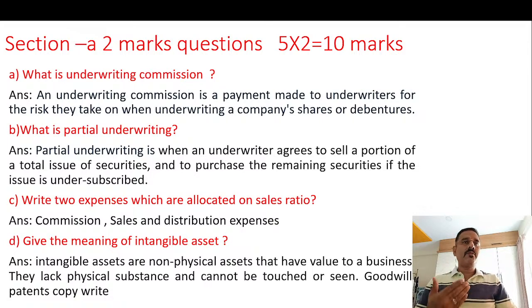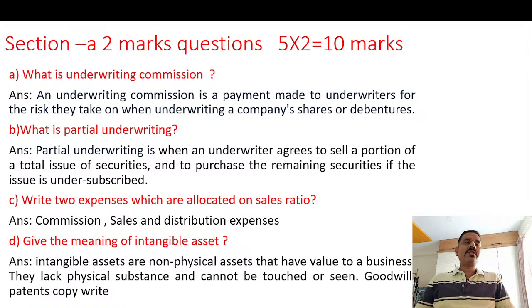Again, from this same chapter, one more question: what is partial underwriting? Partial underwriting is when an underwriter agrees to sell a portion of a total issue of securities and to purchase the remaining securities if the issue is under subscribed. So he is not taking all the liability on him. He is taking only partial underwriting to sell the shares. That is called partial underwriting.